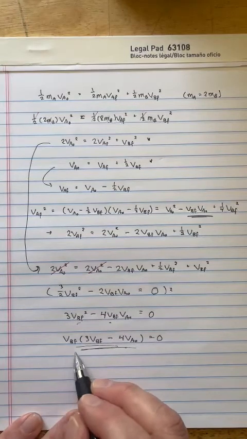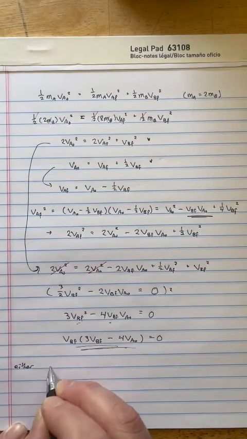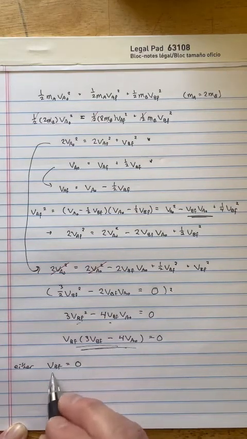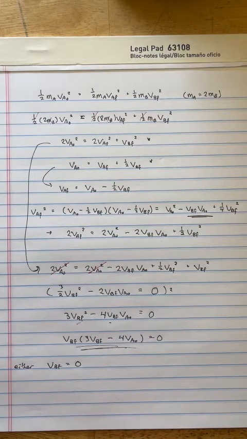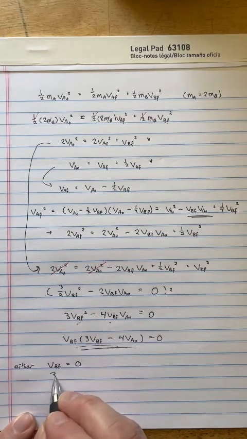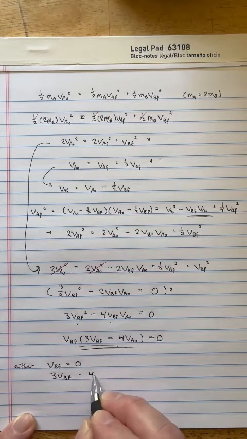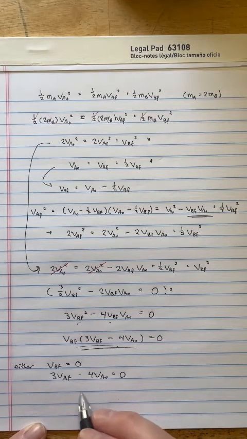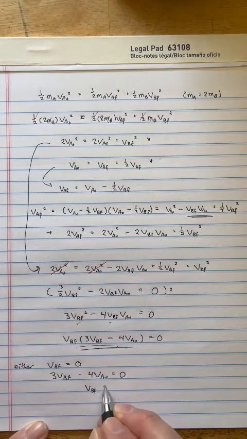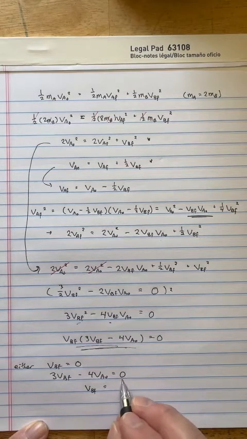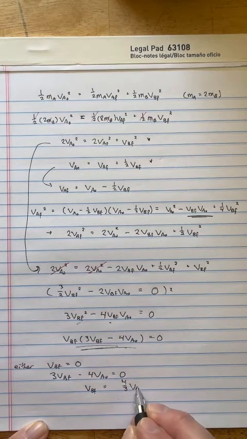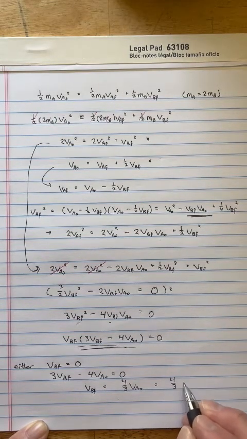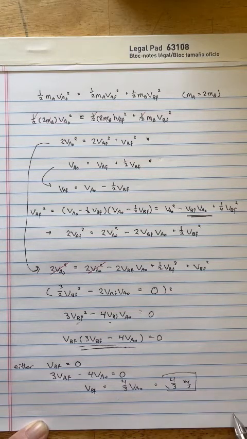So this possible solution would be either two solutions, VBF equals 0, right, to make this work. That's really basically the statement that cart B was standing still to start with. Or this statement, 3 VBF minus 4 VA naught equals 0 like that. Solve for VBF. VBF equals what? 4/3 VA naught. And if you plug in the 1 meter per second, 4/3 of a meter per second, like that.